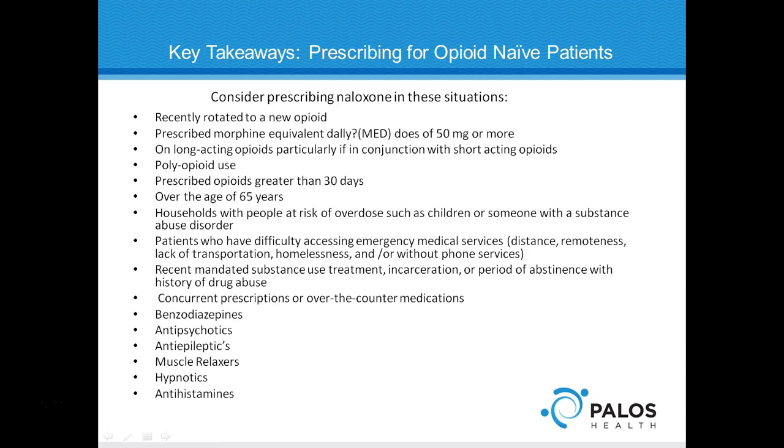Be careful if a household has children or someone who may not be able to understand the label of the prescription. Also be aware of patients that you are treating if they're homeless, have lack of transportation, no phone service, if they recently have been incarcerated, or if they have a history of drug abuse and have not used medications that could be habit forming; they are at increased risk for overdose and possible death. Be aware of concurrent prescriptions, in particular benzodiazepines, antipsychotics, antiepileptics, muscle relaxers, in particular carisoprodol, which goes by the trade name of Soma, hypnotics, and antihistamines, as these all increase the effect of narcotics, and also affect CYP450 conjugation in the liver, and hence can affect the way that medications are distributed in the body. So always consider prescribing naloxone.